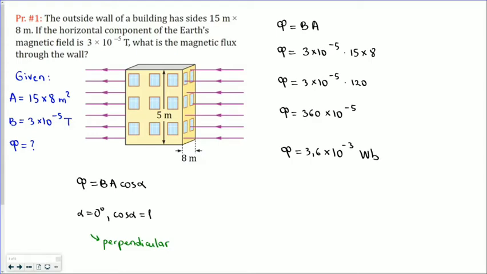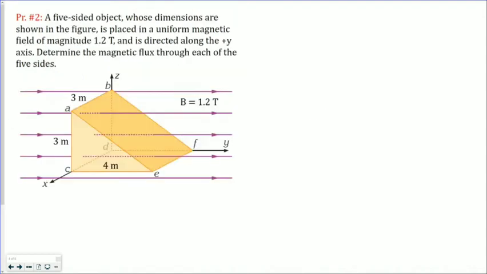And let's move to the second problem. Here we have something like an inclined plane, a 3D object, and we are asked to find the flux through each of the sides. This object has 5 sides, so we need to find the flux through the 5 sides. Let's start by writing the givens. What do we know here?